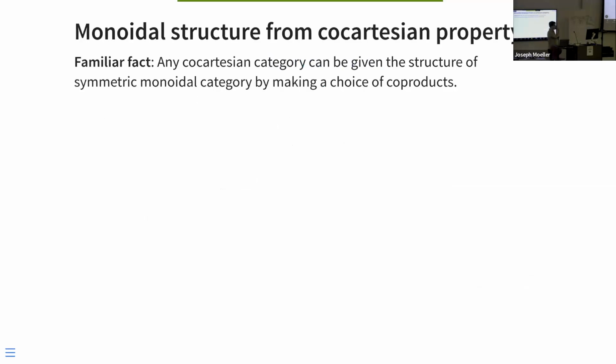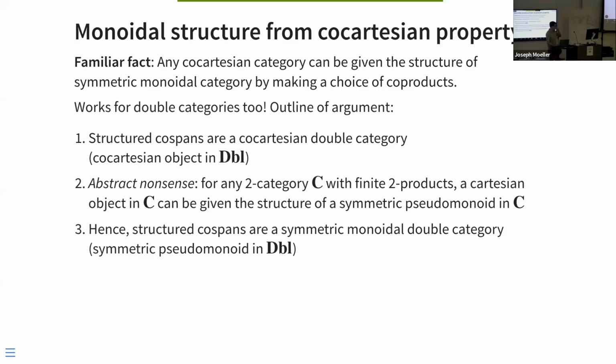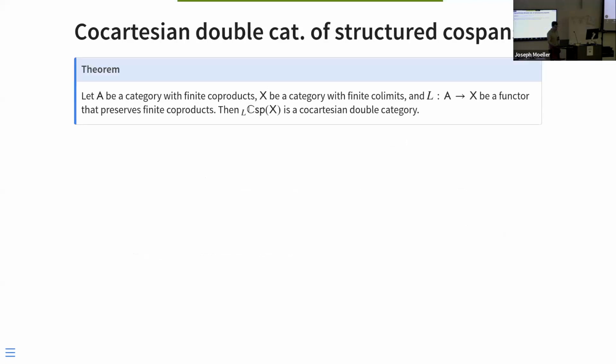Okay, so to elaborate on that, you probably know that if you have a category with finite coproducts, you can make it into a symmetric monoidal category by making a choice of coproducts, and then all the coherence axioms follow from the fundamental universal property of coproducts. And this same sort of thing works for double categories. So I'm going to gloss over this in the interest of time, but basically by abstract nonsense, the same thing works. But actually what I want to emphasize here is that it's good to know you can recover the monoidal structure, but in practice, maybe you just want to work with the co-Cartesian property to begin with, but you can recover the monoidal structure.